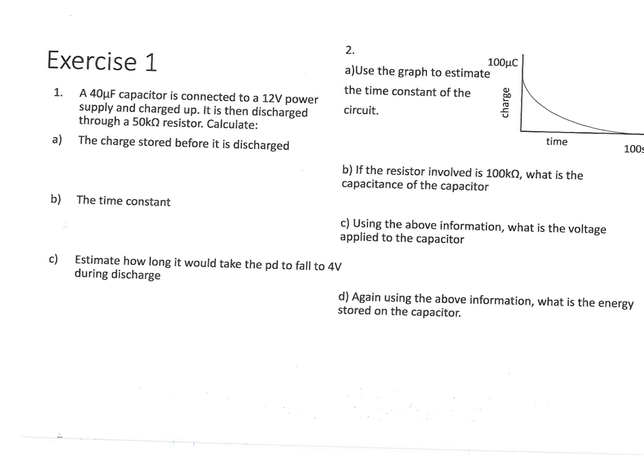All right. So it says, what's the charge stored before it discharges? So how do we figure out what's built up? What formula are we going to be using? Okay. So C equals Q over V. And we're looking for charge, so we're going to do Q equals what? C times V. So can we find that?